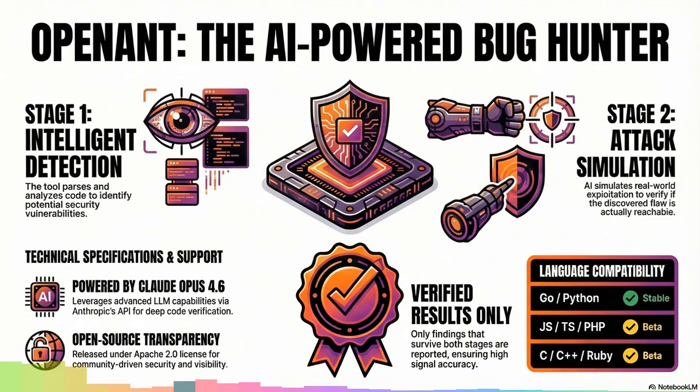Stay curious, stay informed. OpenAnt relies on Claude Opus 4.6 to simulate attacks and verify vulnerabilities. It's incredibly powerful. But if an off-the-shelf LLM is now smart enough to successfully exploit code to protect it, what does it mean for the future of software when malicious actors inevitably use those exact same LLMs to attack systems that don't have an OpenAnt defending them?